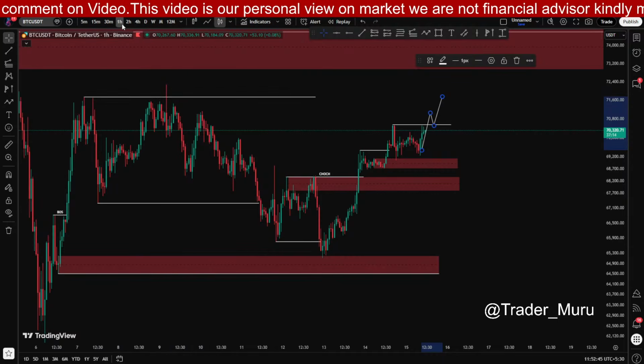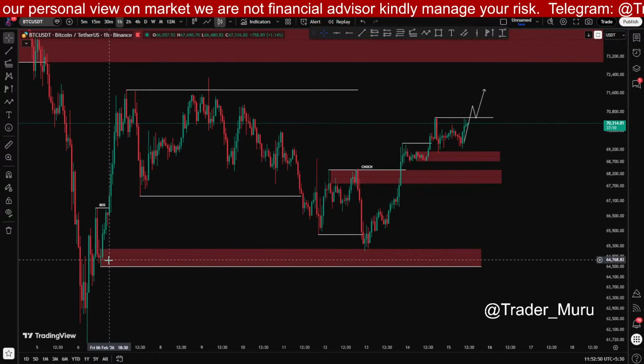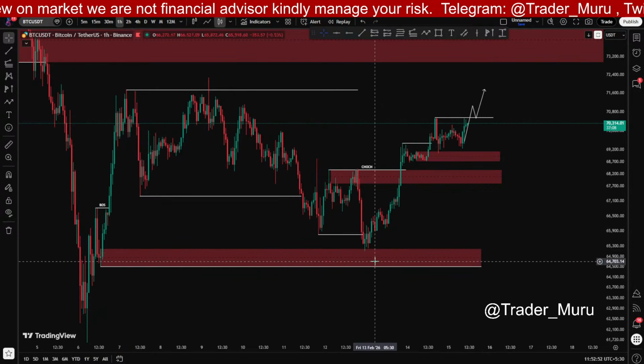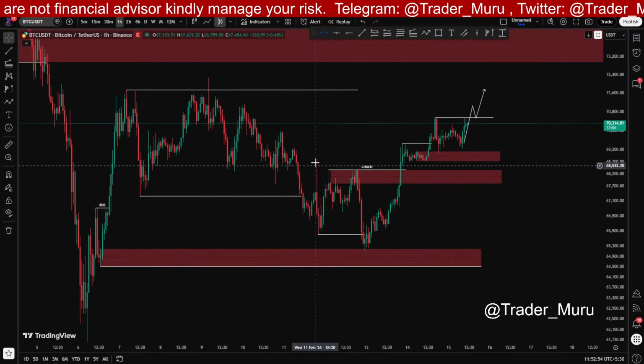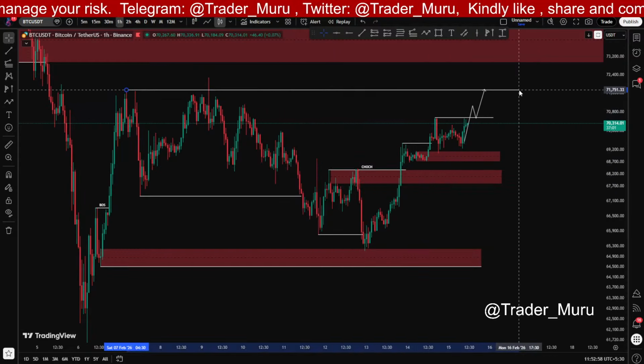Target will be this high. It wants to create a new breakout structure in 1 hour time frame, because the last breakout structure is here. It should hold this area. It has given a change of character there. So that means it wants to go upside, and this will be our target.